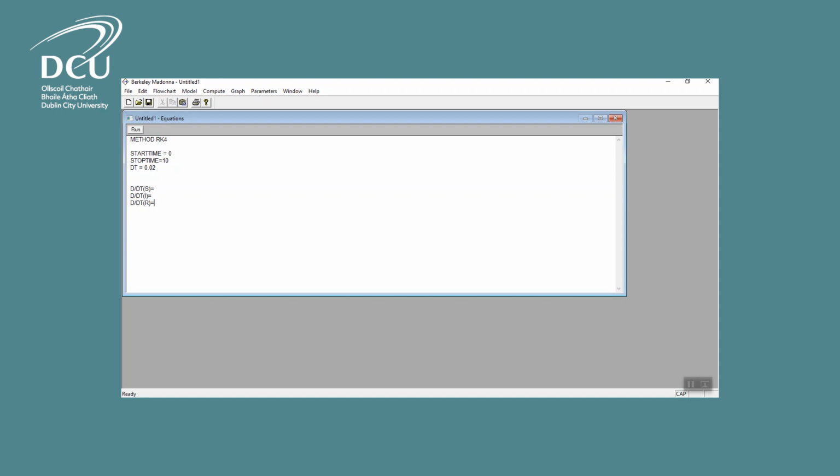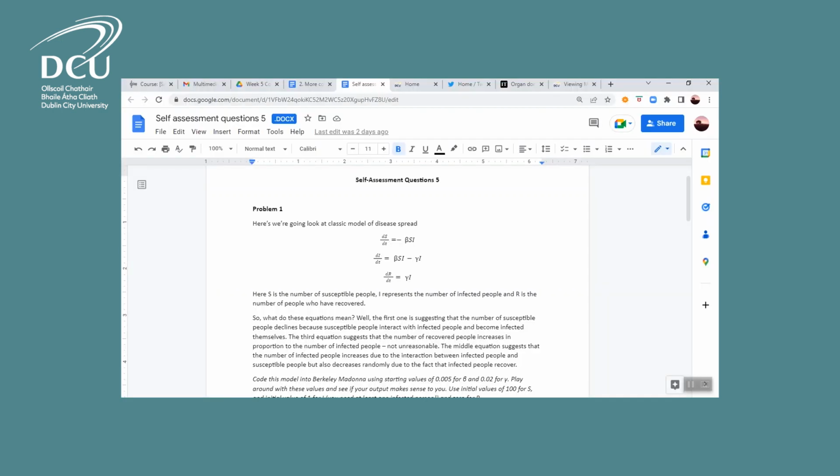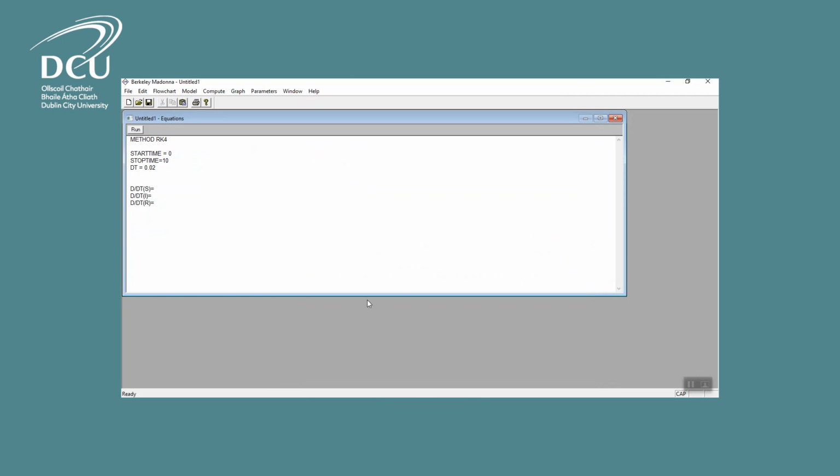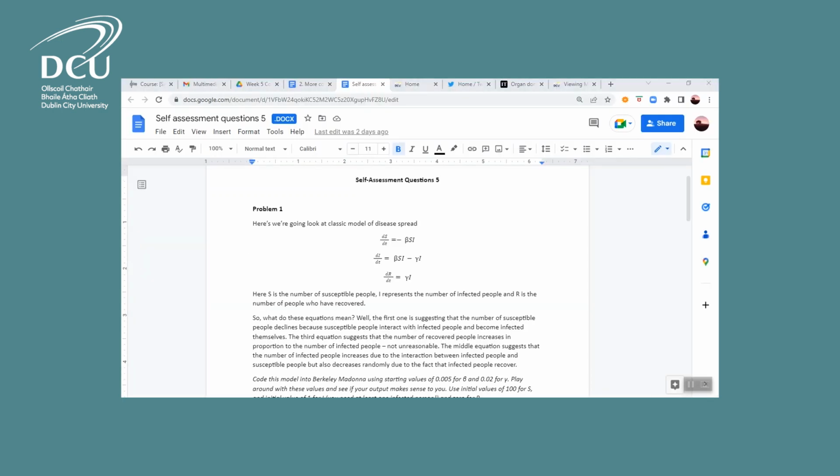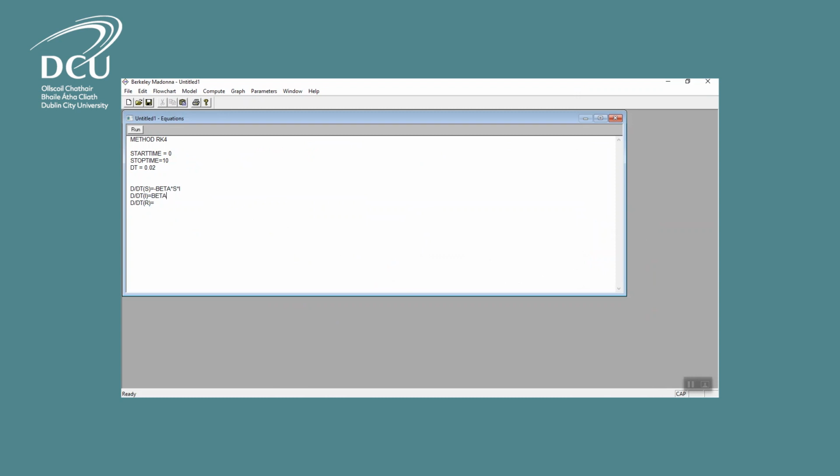So the S is minus beta times S times I. I'm going to just write out beta as beta. So minus beta by S by I. Don't forget to put in your multiplication sign. And then for the I, we've got beta times S times I. So the rate at which you're increasing your number of infected people is determined by the interaction between infected people and susceptible people. So then we have gamma times I.